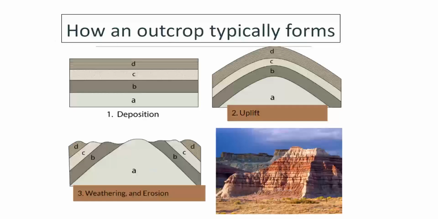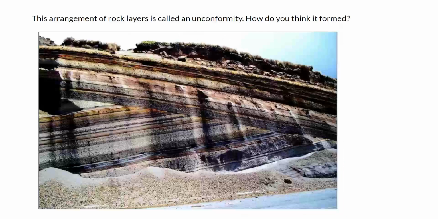That's an outcrop. Another structure is called an unconformity, and this is what an unconformity looks like. Based on how the rock layers are sequenced, how do you think this unconformity formed? Why is it shaped like this? Think about it, pause the video, discuss with a peer, and come back.